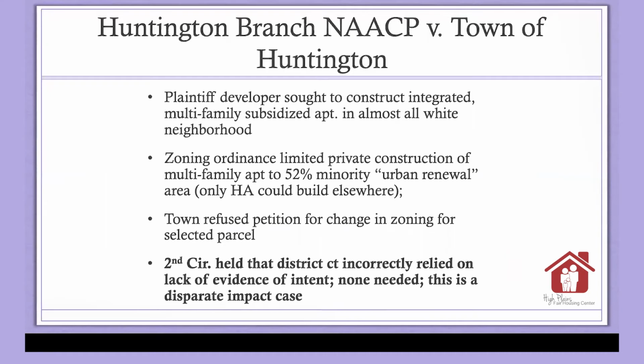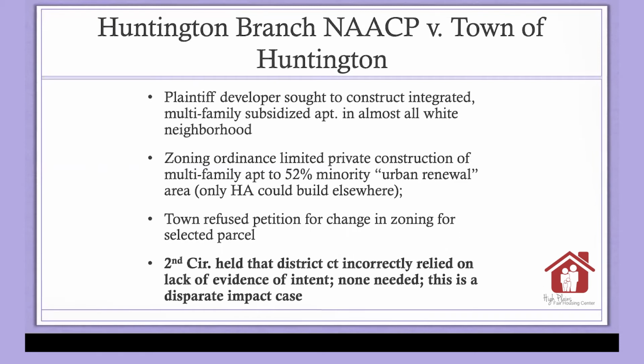There was a zoning ordinance in effect that limited private construction of multifamily apartments to areas that were 52% minority, non-white, into these urban renewal areas, and only the public housing authority could build elsewhere. So the zoning ordinance itself was getting in the way of what the plaintiff, a private property developer, wanted to build. There was a petition for a change in the zoning so that this plaintiff developer could develop the subsidized apartments in this neighborhood, and the town refused it.